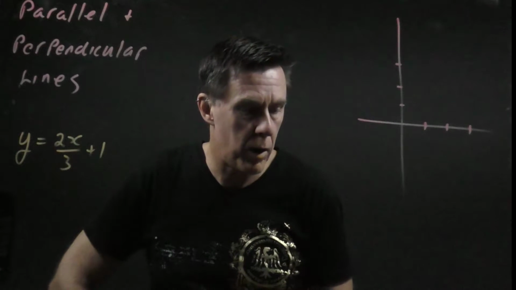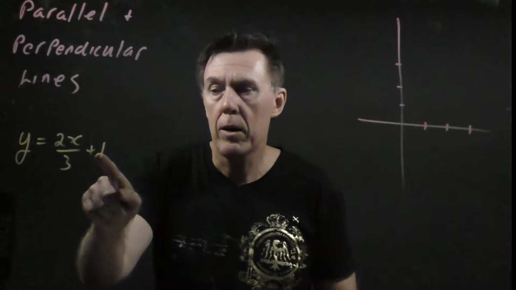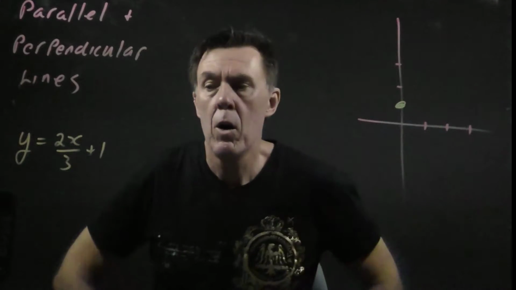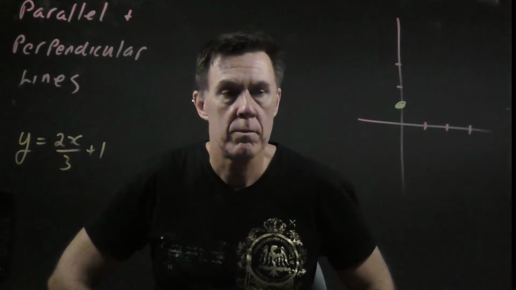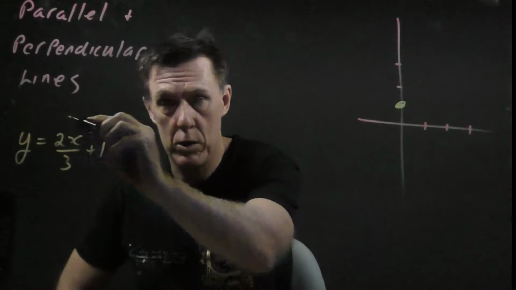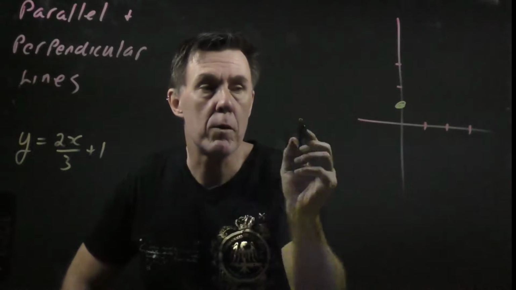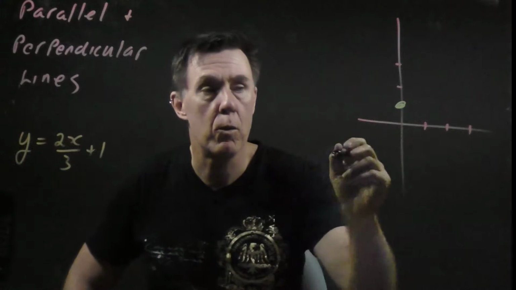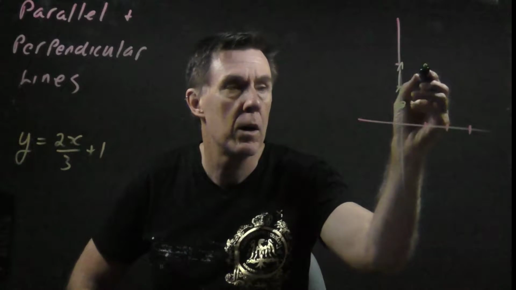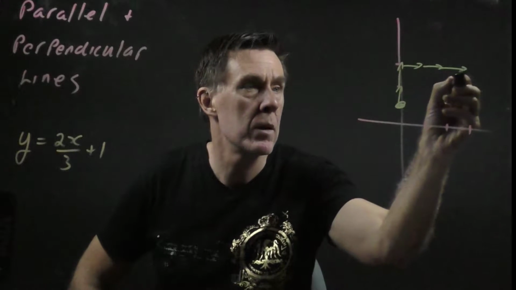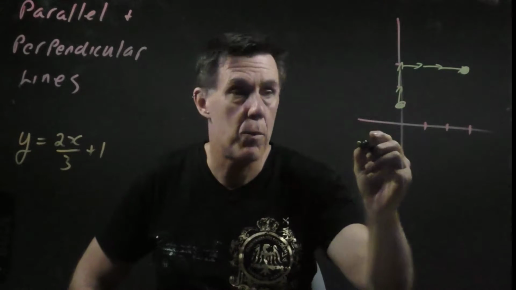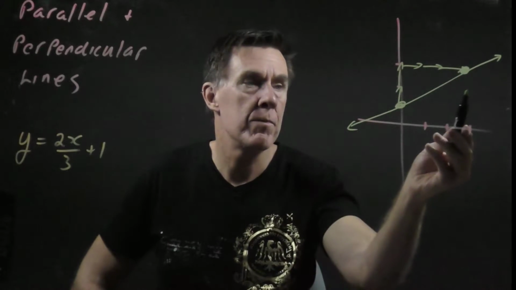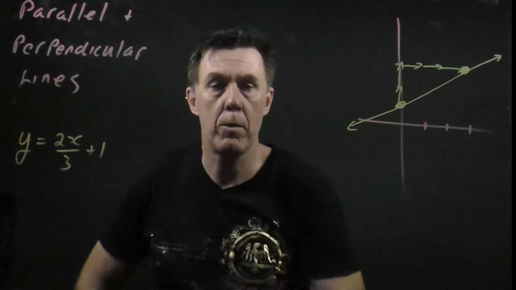Now obviously a quick way to graph that is, because it's one little y, I can go to the number by itself, and that tells me where it cuts the y-axis. Now the number in front of x, which is 2/3, tells me from this point I travel up 2 places, across 3 places to find where the line is again. Travel up 2, across 3, there's another point on the line. That line there is the line y equals 2x on 3 plus 1.